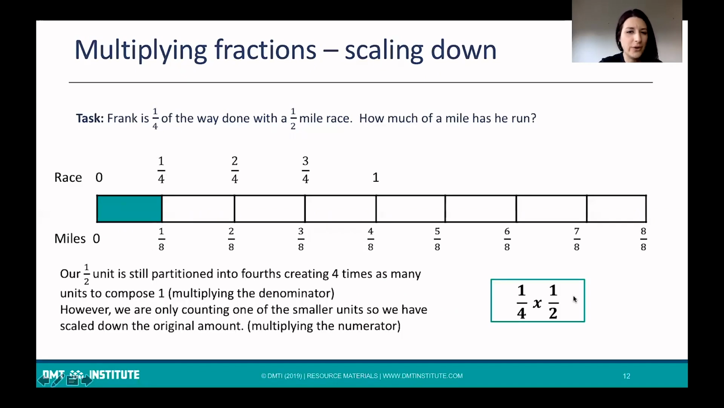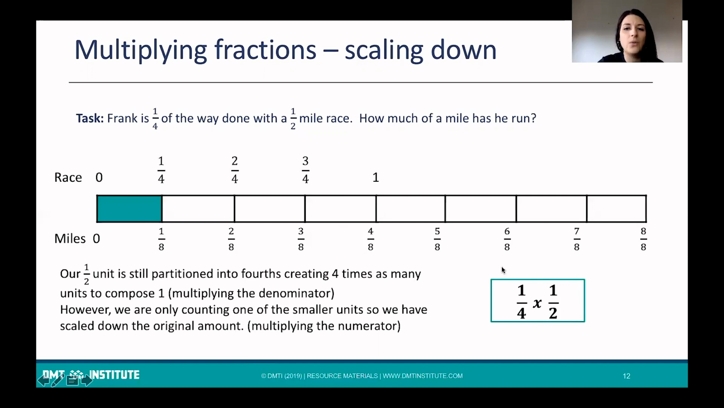Let's take a look at the algorithm though. So our algorithm is we're taking 1/4 of a half. So let's take a look at what that's doing. I started with my unit of 1/2. That 4 in the denominator took my 1/2 mile, partitioned it into fourths, or made everything a fourth its size, which then created 4 times as many units to compose 1. It used to take 2 to compose 1, and now it takes 8, 4 times as many.